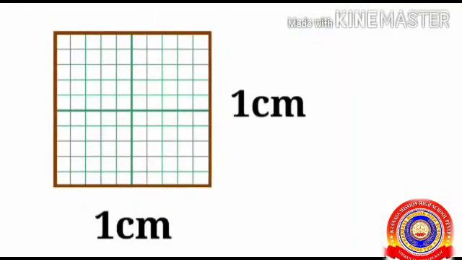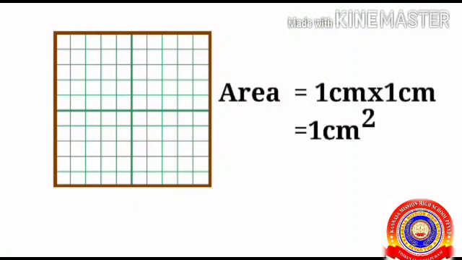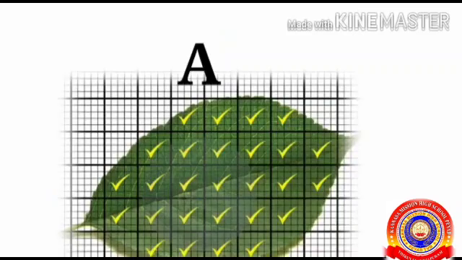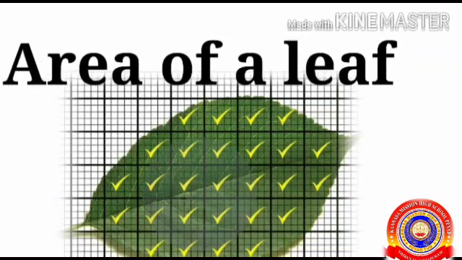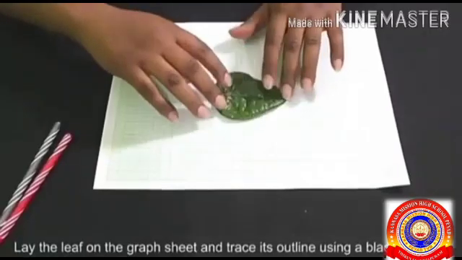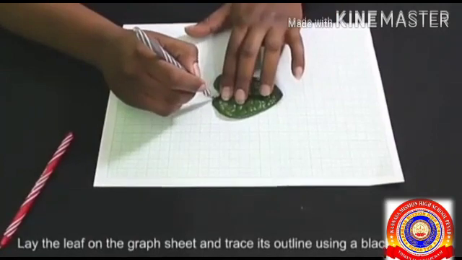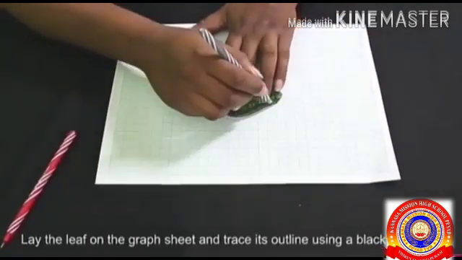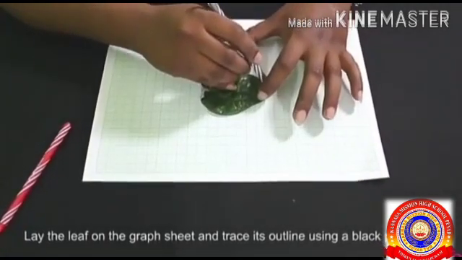Take one such square. When you measure its sides, you get 1 centimeter. So the area equals 1 centimeter square. Keep it in your mind and it will be useful while measuring the area. So, let's find out the area of a leaf. Take a leaf and place it on a graph paper. Then, trace the outer edges using a pencil.